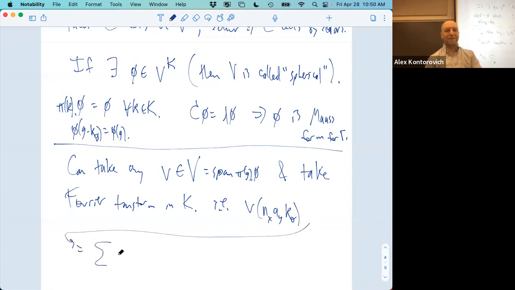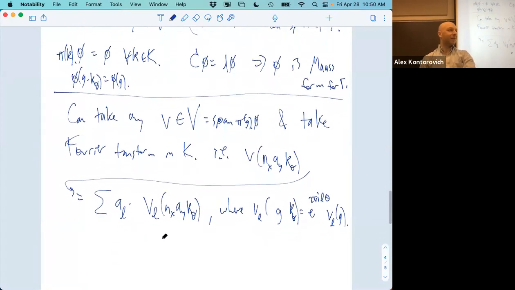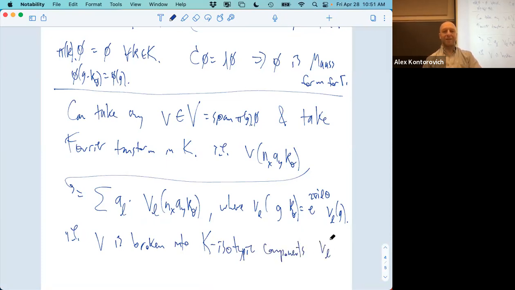this is equal to a sum of some coefficients, let's call it L, times a function, let's call it v_L of n_x a_y k_theta, where v_L of g k_theta is equal to e^(2 pi i L theta) times v_L of g. In other words, we've broken V into the K isotypic components, K, big K meaning the group. Isotypic means they all have the same type. Isotypic components v_L. These are them.